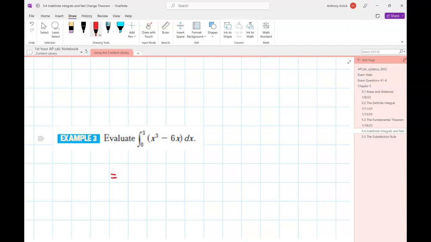The antiderivative of x cubed is? Okay, x to the fourth over 4. And then I'm going to do minus 6. And what's the antiderivative of x? X squared over 2. And then we'll just evaluate that from 0 to 3. Notice there's no plus c now. Why is there no plus c? Because it's a definite integral. Excellent.